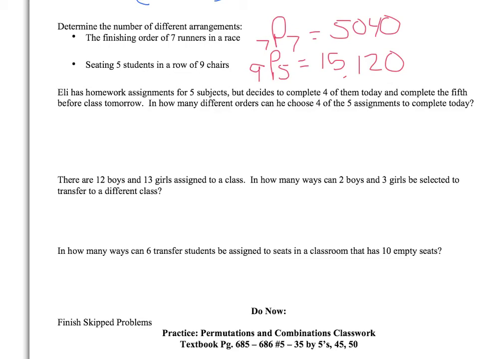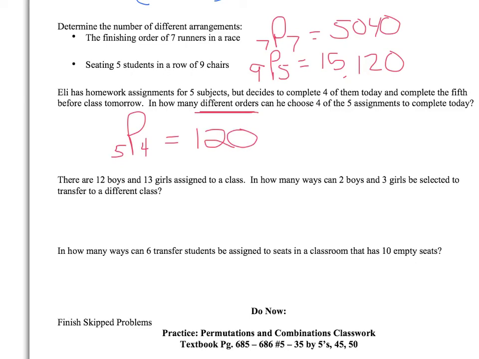Next one, Eli has homework assignments for 5 subjects, but decides to complete 4 of them today and the 5th before class tomorrow. How many different orders can he choose 4 out of the 5 assignments to complete today? That tells me order matters. So I'll use a permutation again. I have 5 subjects altogether. I want to order 4 of them. So it's just 5P4, which is 120.